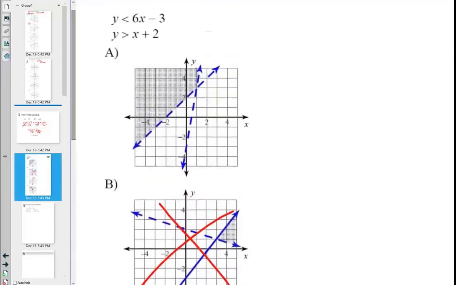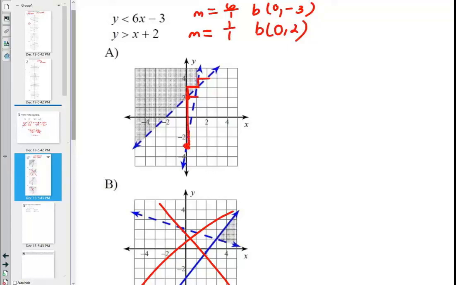Then when it comes time to plot these, both of these inequalities are in slope-intercept form. So that's why Emiliano knows that the slope of the first one is 6/1. The y-intercept is 0, -3. Then Jair's like, yeah, but look, the slope of the other one is 1/1, and the y-intercept is 0, 2. So if I look at this, it actually ends up being the same for A and C. They both have a boundary crossing at 0, 2, going up 1, right 1, and they both have a boundary crossing at 0, -3, going up 6 and right 1.